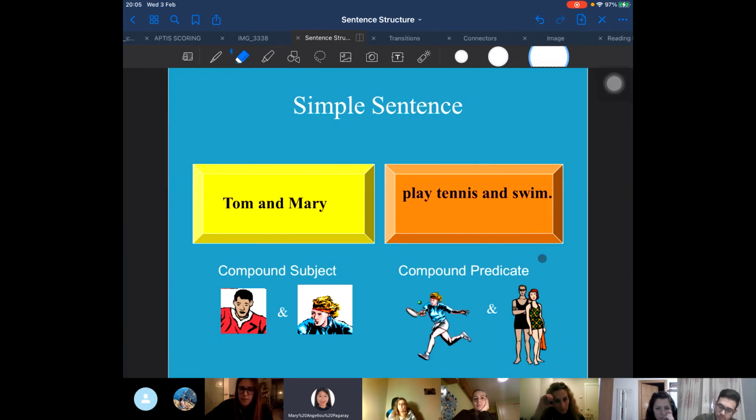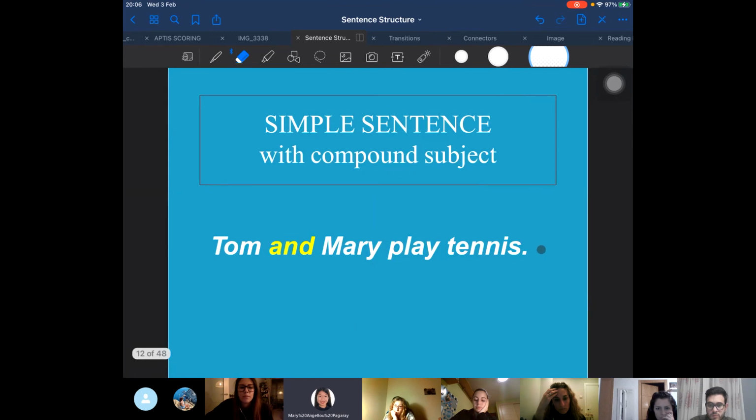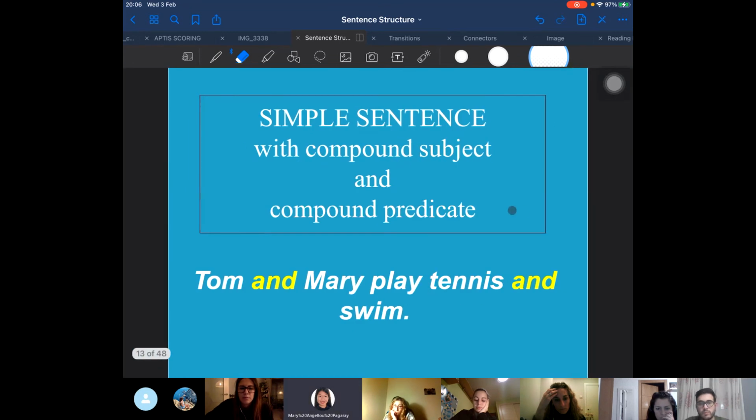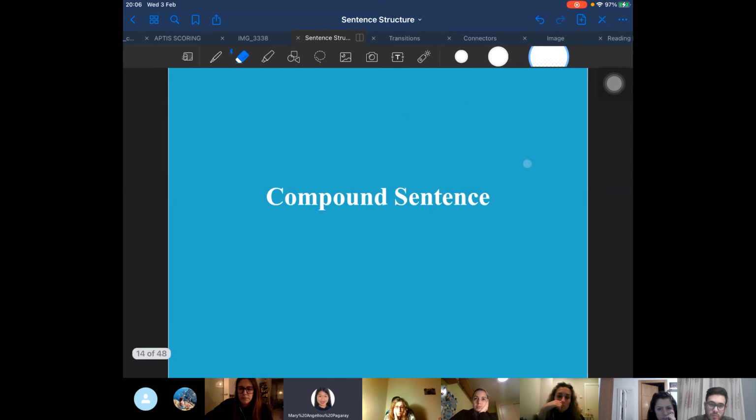And here you can also have 2 predicates, but if they're together and linked with the word and, as you can see, 2 ands here, this is a simple sentence, only that it contains a compound subject and a compound predicate. So yeah, that's it. Tom and Mary play tennis and swim. But for example, if I say Tom plays tennis and Mary swims, that is already compound. We will go there now.